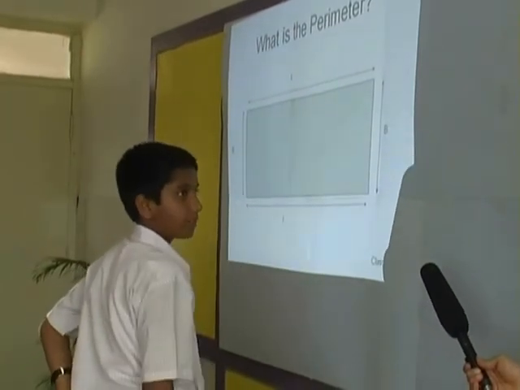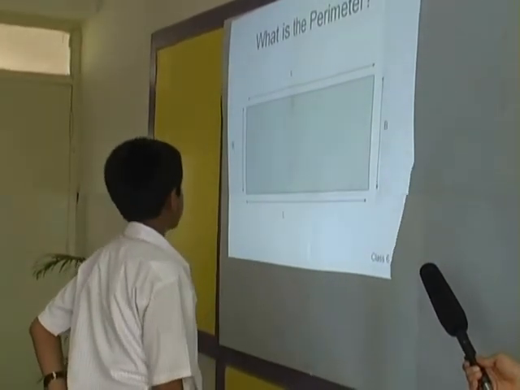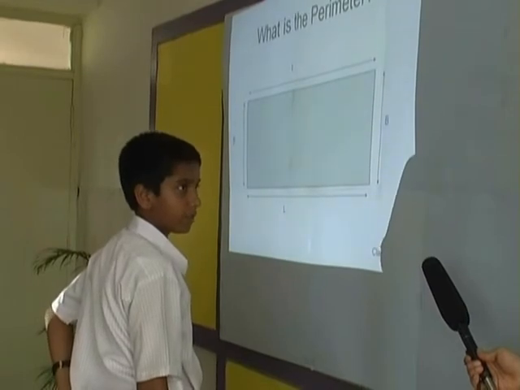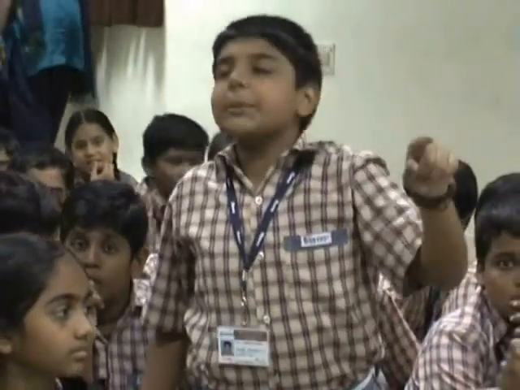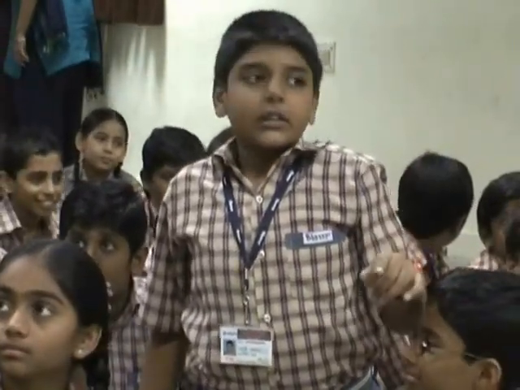Okay, so what will the perimeter be here? L into B into L into B. Okay. First we have to add it, then multiply it. First we have to add and then multiply.